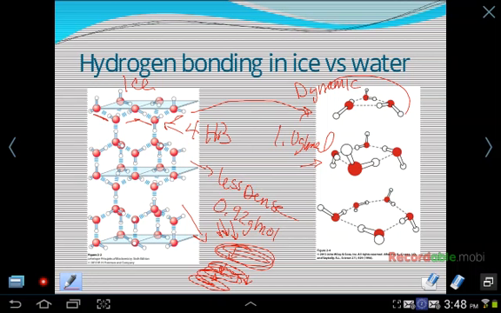So water itself has a very high boiling point, 100 degrees C, which is significantly higher compared to other molecules with similar molecular masses that have significantly lower melting temperatures. And this is because of these hydrogen bonding interactions.